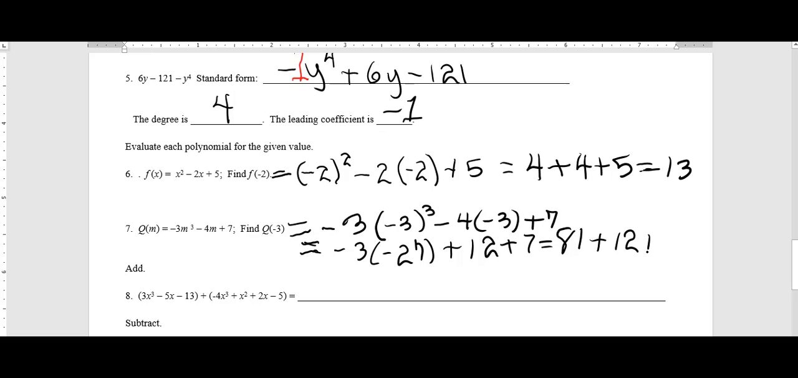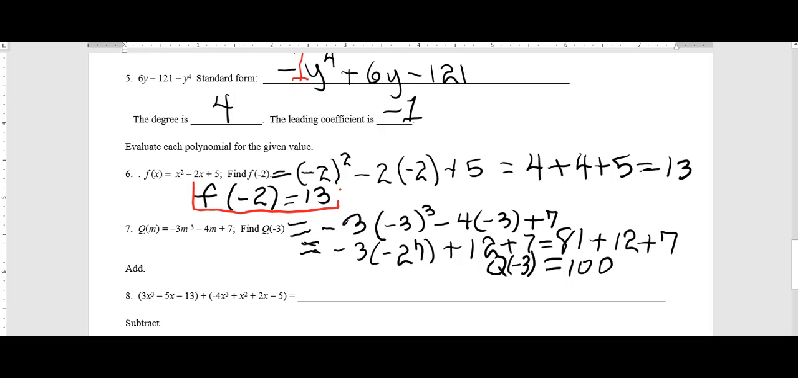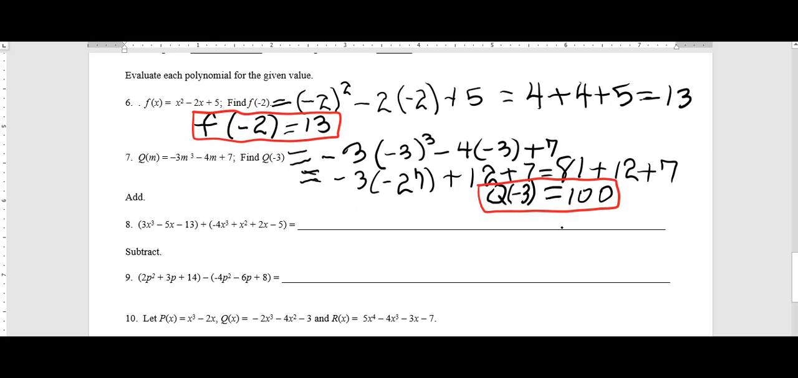So following the order of operations, I wind up eventually with 81 plus 12 plus 7, which equals 100. Now, essentially, I could also say Q of -3 equals 100. In the previous problem, I could have said F of -2 equals 13. So those are my final answers in each case.